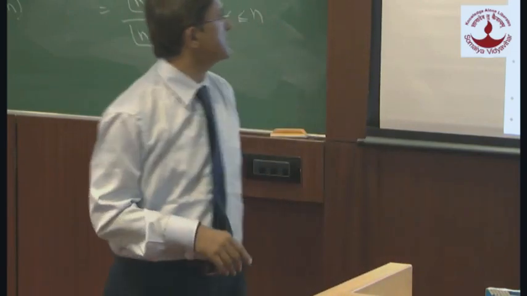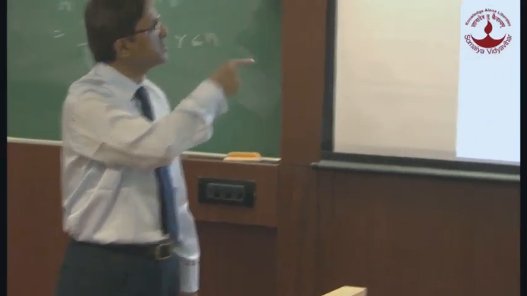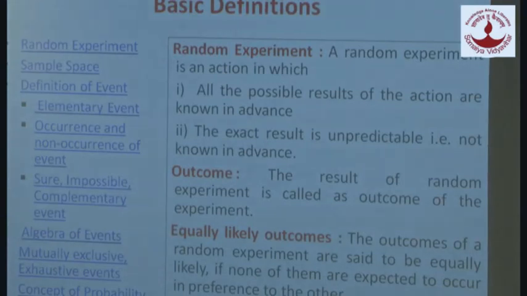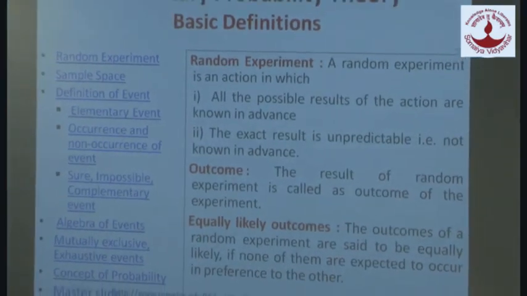So the best definition is: a random experiment is an action in which all possible results of the action are known in advance. This is very important. All the outcomes are known in advance. The exact result is unpredictable, that is not known in advance. Whatever result you get, that is known as the outcome of that random experiment.